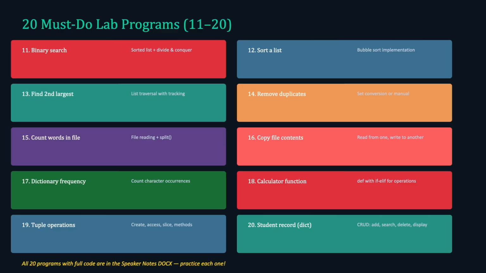Program 18 builds a calculator function with elif. Program 19 demonstrates tuple operations: create, slice, count, index. Program 20 is a student record system using a dictionary: add, search, delete, display. Full code for all 20 is in the speaker notes document.